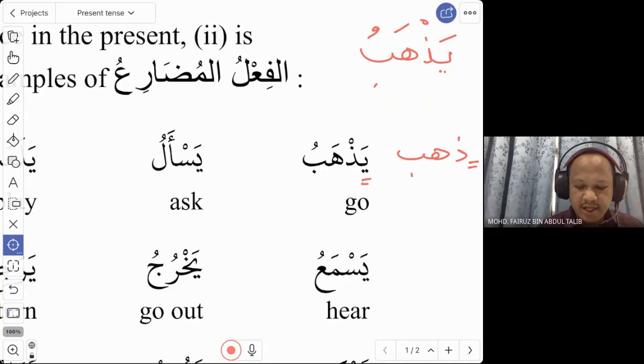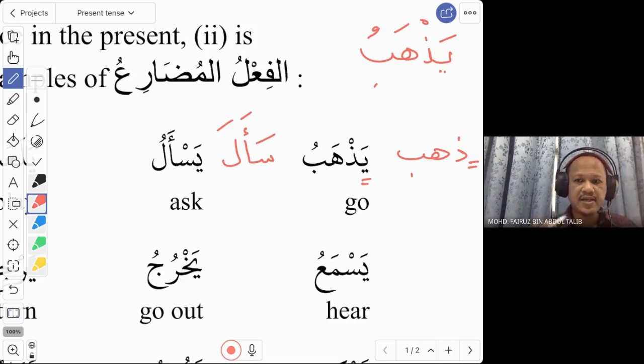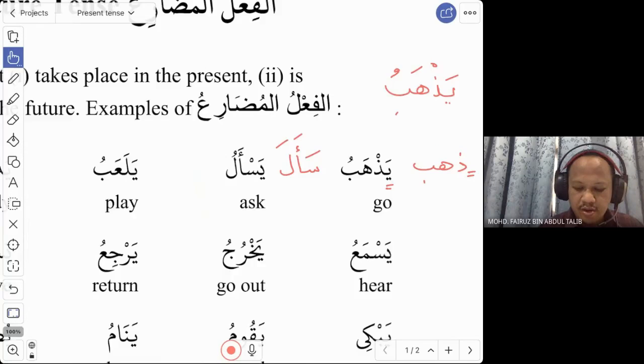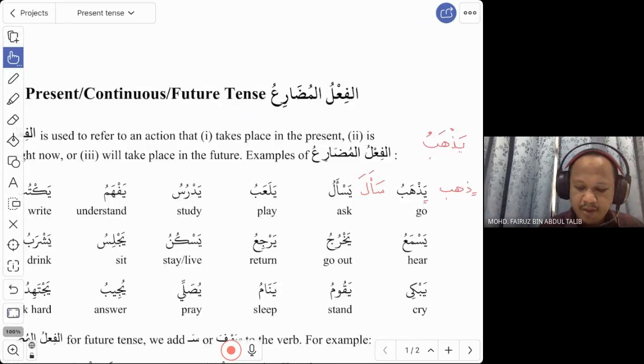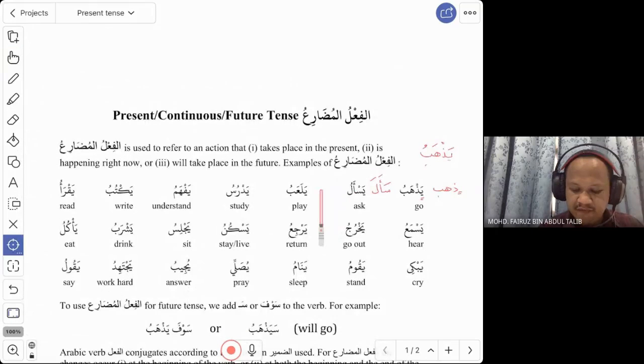So the second word, if you refer to the previous note, is sa'ala, to ask a question. That is in the past tense, the fi'il madi. What is the mudari form? You add ya to the beginning of the word, but now it becomes yas'alu. It is good if you can write all the fi'il madi as well. So again, as I said, go back to the previous lesson and write the fi'il madi for all of these words.